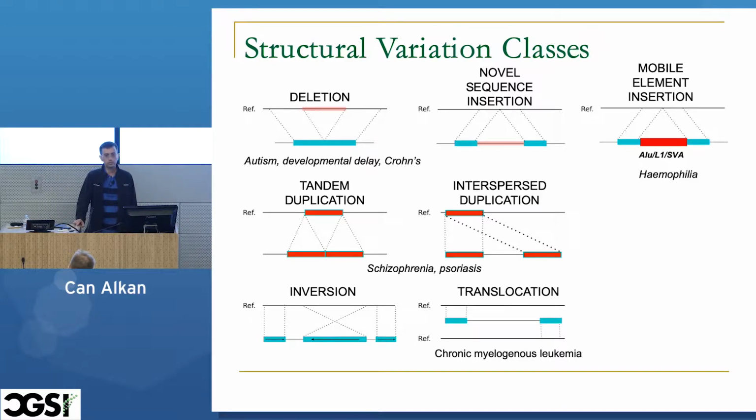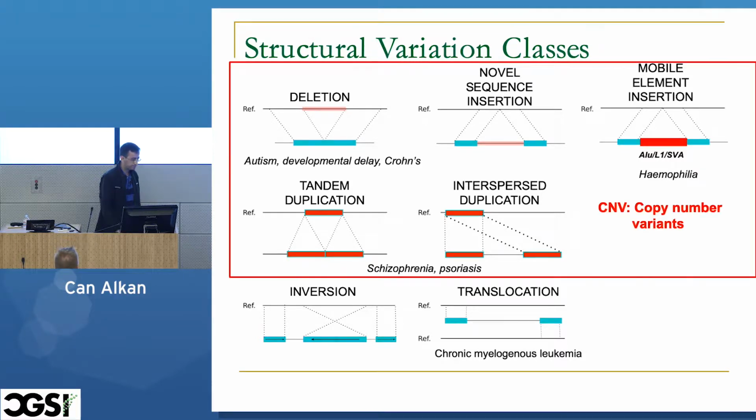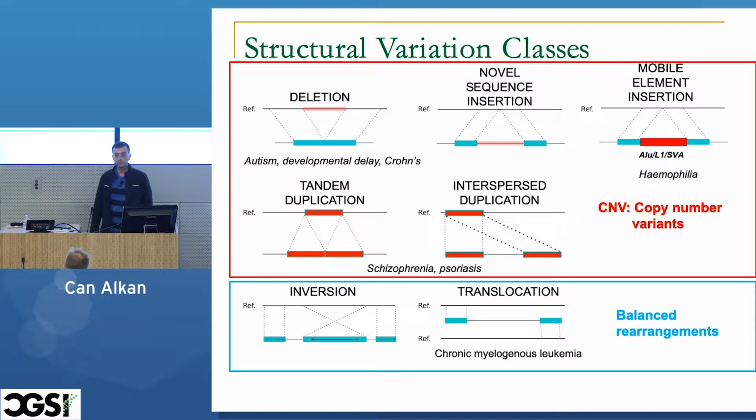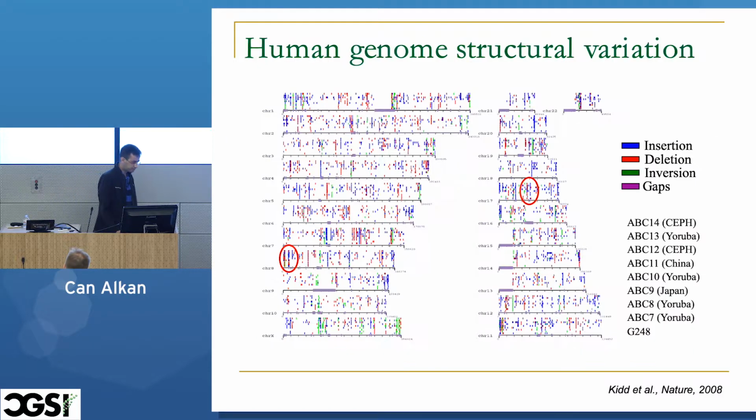There could be inversions of DNA, so we just flip parts of the DNA when compared with the reference, or we can copy and paste. We can cut and paste from one chromosome into another, which is a cause of leukemia. So these are the copy number variants because they change the amount of the DNA in the cells, and these are called balanced rearrangements because they typically do not change the amount of DNA in the cells.